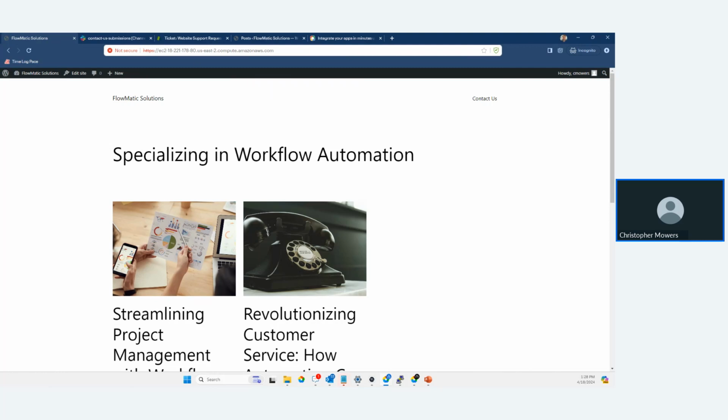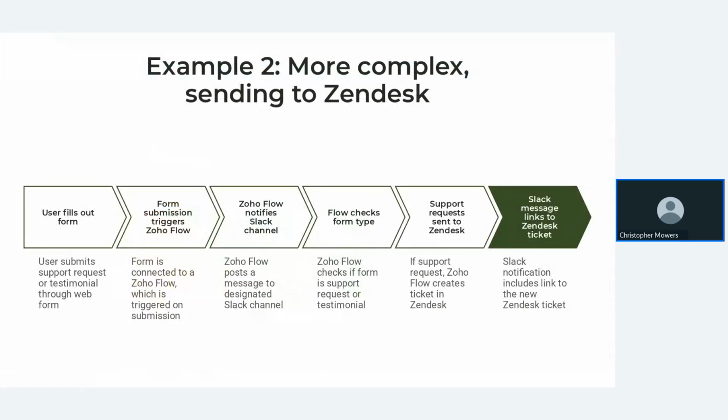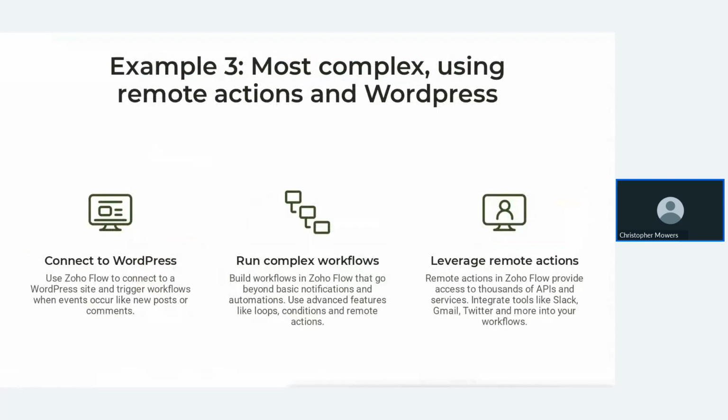If I go back to my slides, we're going to do this in the following way. We're going to connect Zoho Flow to the WordPress site, and it's going to interact with something running locally on our WordPress server. And we're going to use remote actions to do that. Let's have a look.